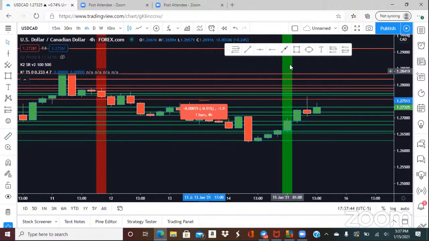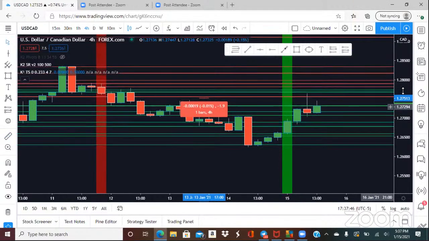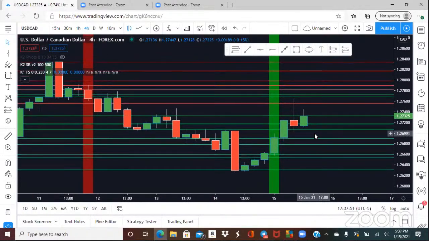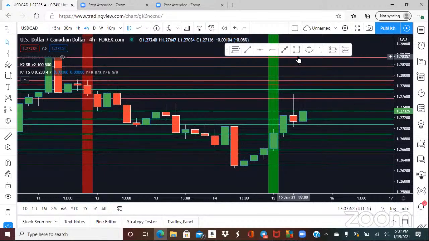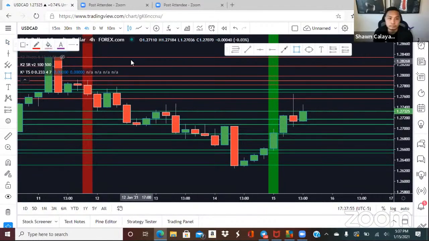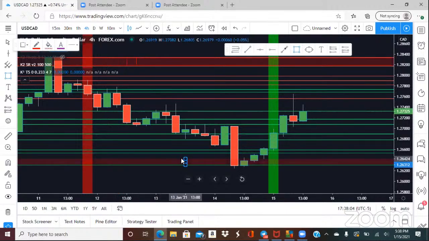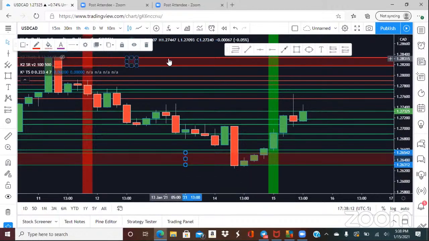So let me ask you something. The way I would zone this up is like this, let me know if this is correct. The way I would do this is this is the resistance, right? And then this is the major support in this trend right here. Am I correct from here to there? Is that a proper support and resistance?